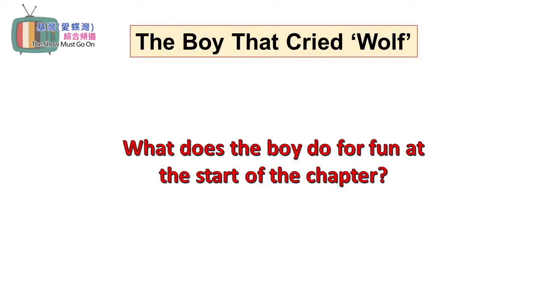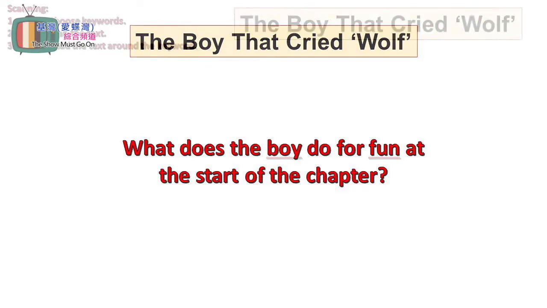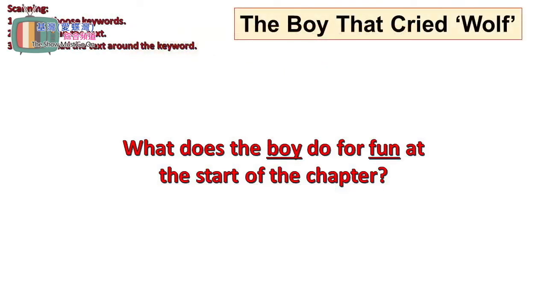We're going to have a look at some questions and scan through the story to see if we can find the answers. So first question is, what does the boy do for fun at the start of the chapter? Remember, the first thing we want to do is find our key words. So I think we can use boy and fun for our key words. And we've also got this. It's not really what we're searching for, but it shows us where we can find our answer at the start of the chapter.